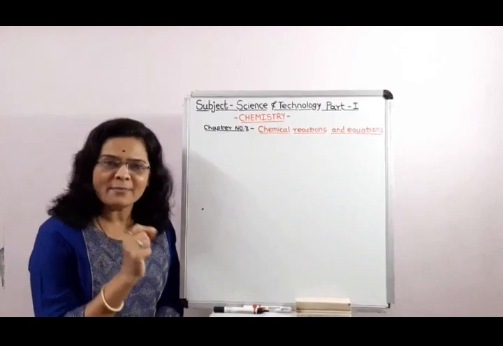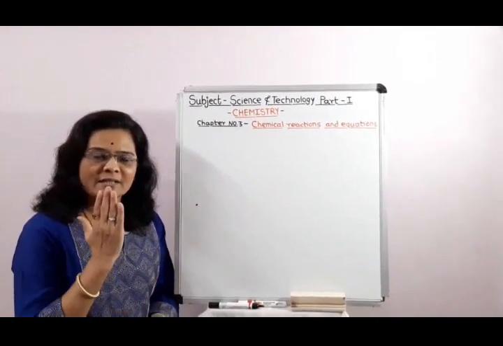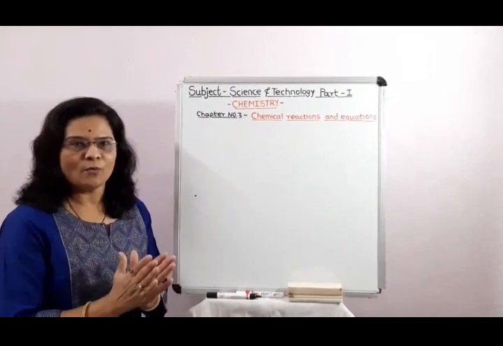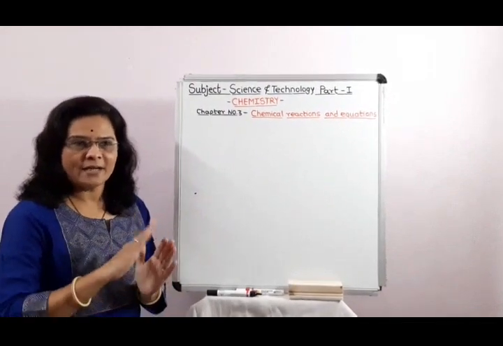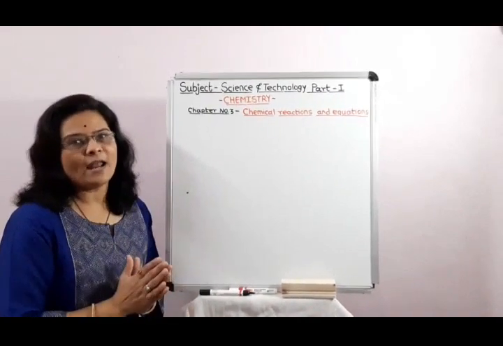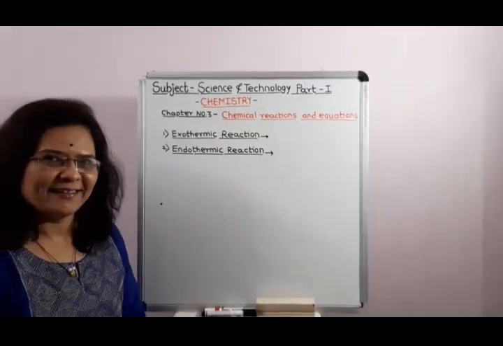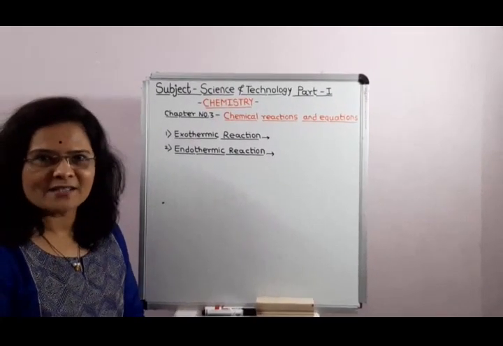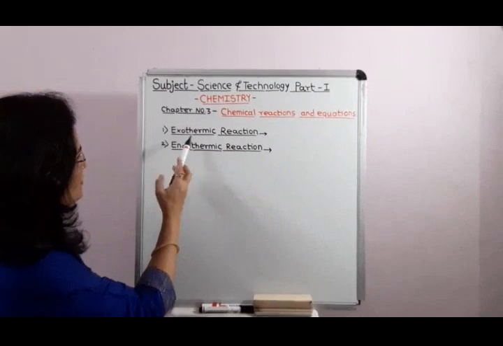But what is a chemical reaction? The substances in a chemical reaction undergo breaking, and formation of new substances is called a chemical reaction. Today we are going to learn exothermic reaction and endothermic reaction.